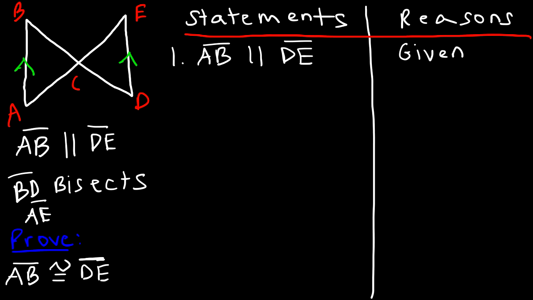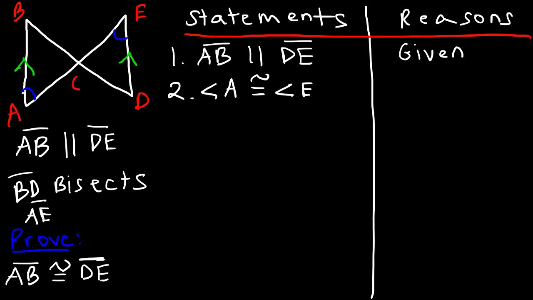Now, what can we figure out with this information? Knowing that AB is parallel to DE, what can we deduce? Whenever you have parallel lines, look for alternate interior angles. So we could say that angle A is congruent to angle E. You could also say that angle B is congruent to angle D, but we'll take it one step at a time. So let's say that angle A is congruent to angle E.